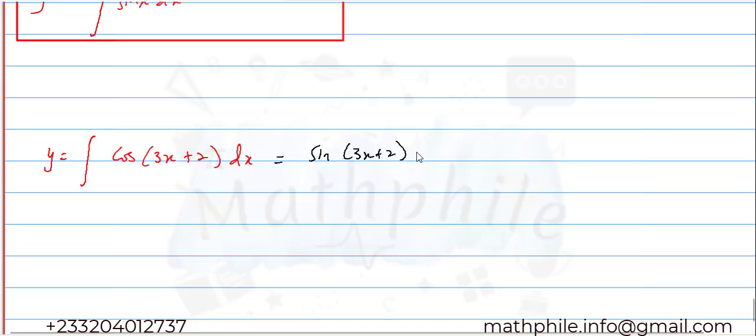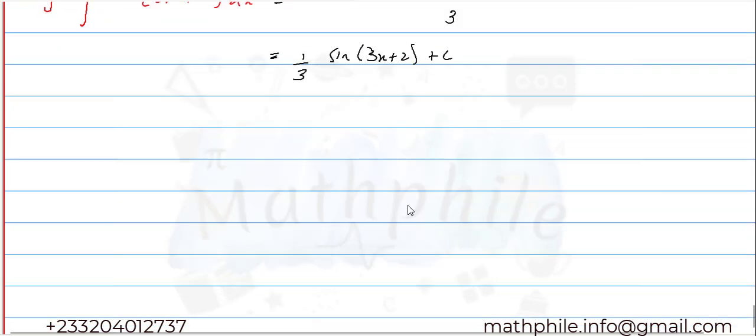Now we multiply this one by 1 over the differential of what is inside the cos, just like we've done for all the functions we've talked about before. We've talked about the exponential function, the log function, and now we're talking about the trig function. So we multiply by the 1 over differential of the argument. Then we finish off this with a plus c. So this gives you 1 over 3 sine 3x plus 2 plus c.